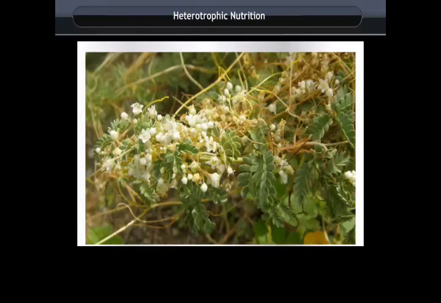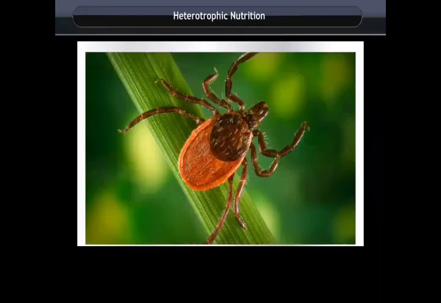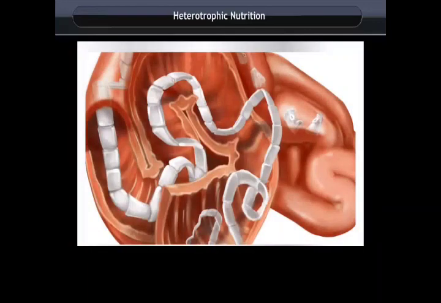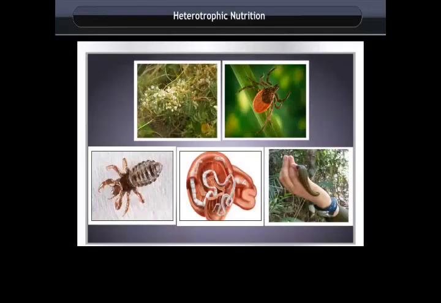Organisms like cuscuta or amarbel, ticks, lice, leeches and tapeworms are examples of parasites, as they get their nutrition from plants or animals without killing them.